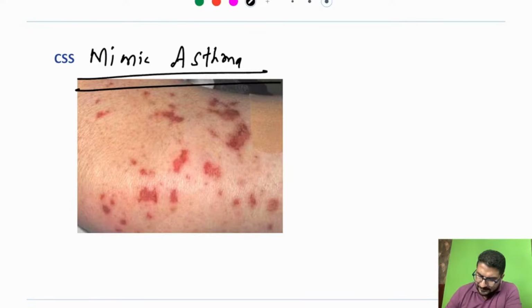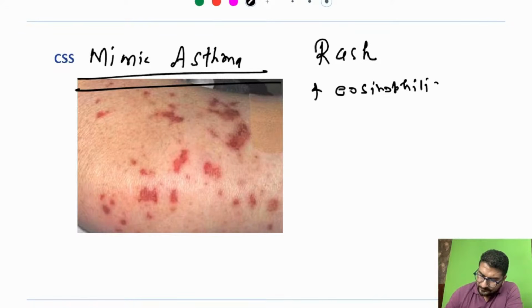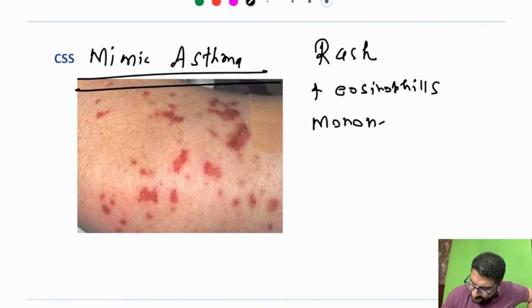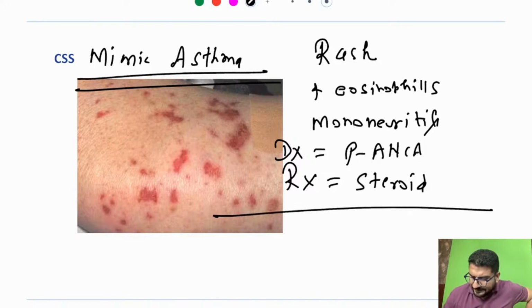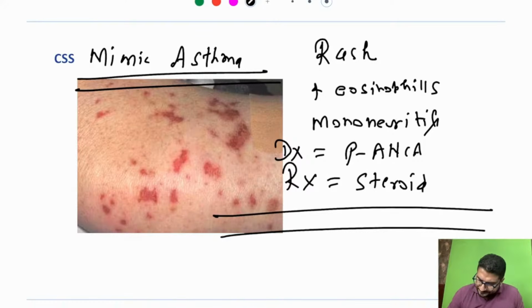So patient will have rash, right? There will be an increase in eosinophils. You will see eosinophilia. Eosinophil numbers will increase, and sometimes you will notice there is a mononeuritis, an asymmetric mononeuritis. So for diagnosis what we need, P-ANCA, and in treatment what we give, steroid. So basically it is something which looks like asthma.